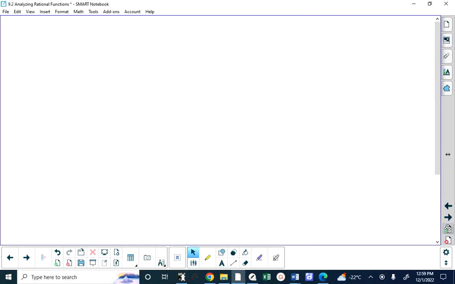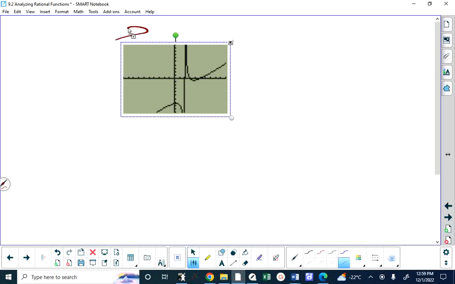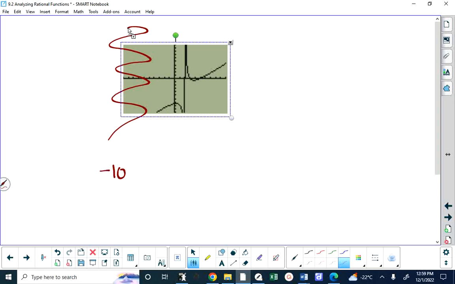Well, I guess I should talk about how I'm changing them. There is all this space over here that is wasted. I don't really care about that. When I go Zoom Standard, it scales it from -10 to 10. I don't care about a lot of that, so I'm going to change the window setting maybe -6 to 10 for x.